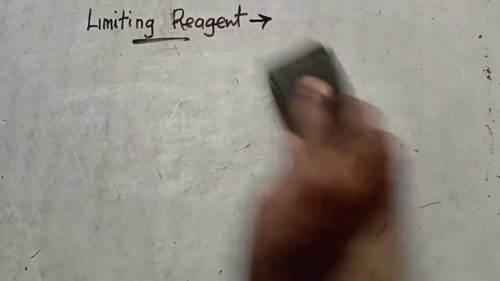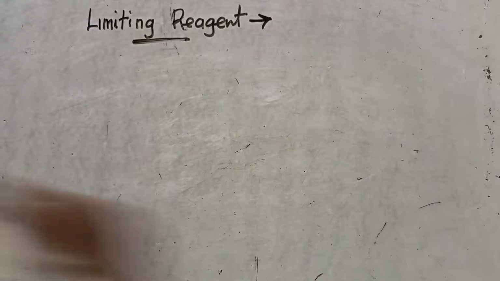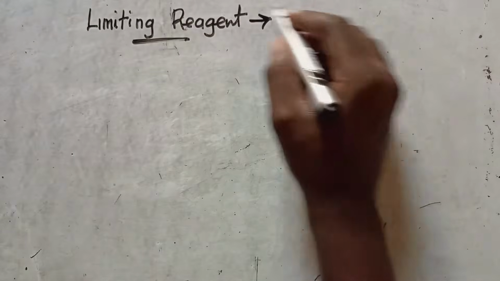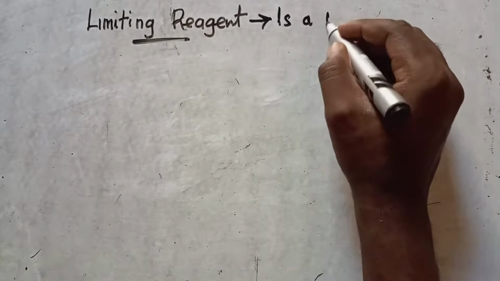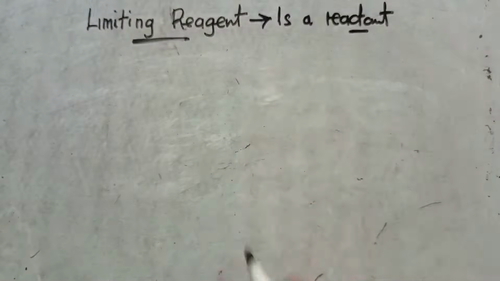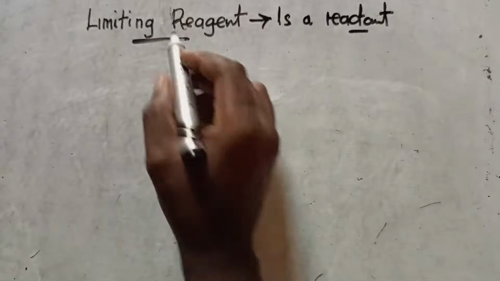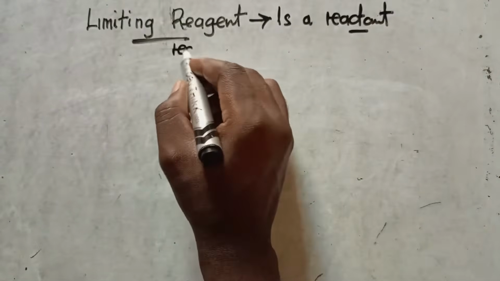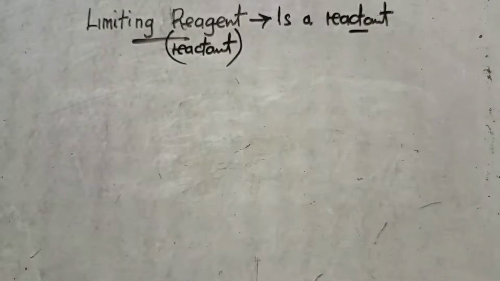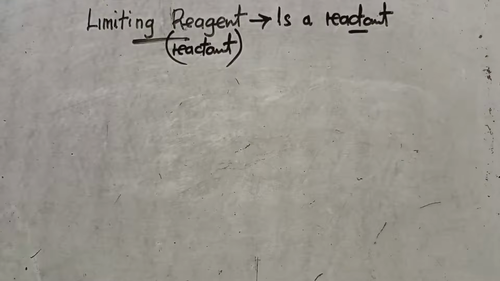I guess you understand. Let me write down this definition. So I guess we have a picture of what I'm talking about. I'm saying that a limiting reagent is a reagent or a reactant. Reagent and reactant are one and the same. When I say limiting reagent or limiting reactant, it is just one and the same. You should not be confused, because some people can say limiting reagent, and others limiting reactant. They are just the same.